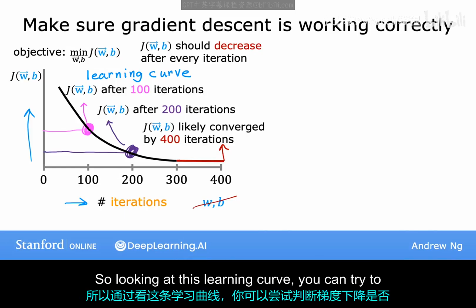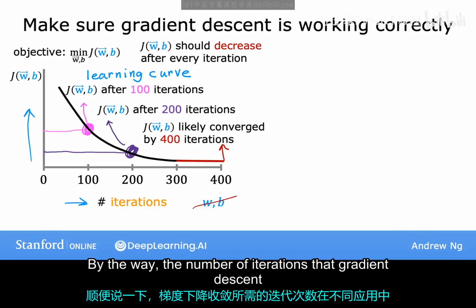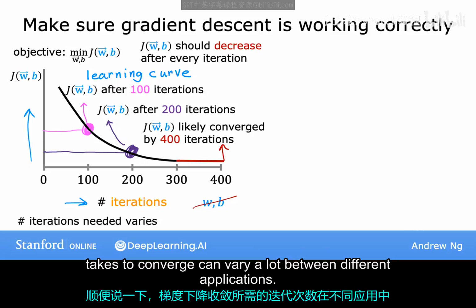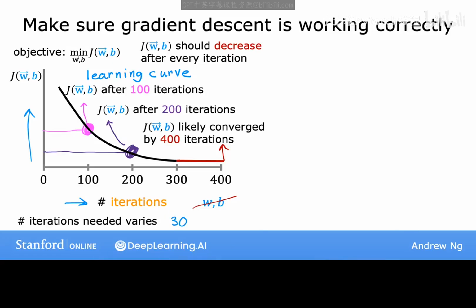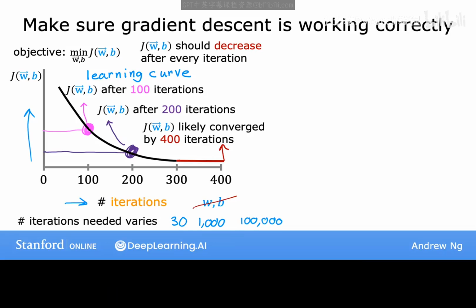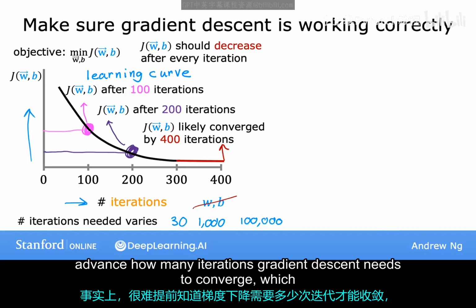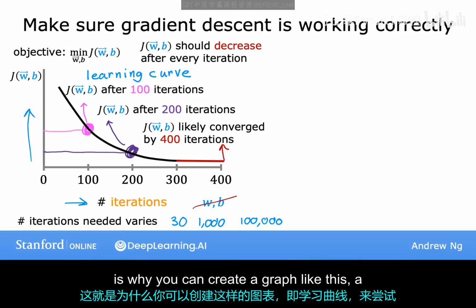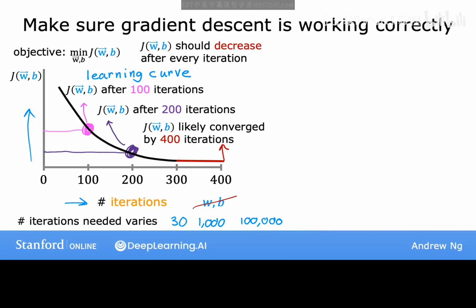So looking at this learning curve, you can try to spot whether or not gradient descent is converging. By the way, the number of iterations that gradient descent takes to converge can vary a lot between different applications. In one application, it may converge after just 30 iterations. For a different application, it could take 1,000 or 100,000 iterations. It turns out to be very difficult to tell in advance how many iterations gradient descent needs to converge, which is why you can create a graph like this, a learning curve, to try to find out when you can stop training your particular model.